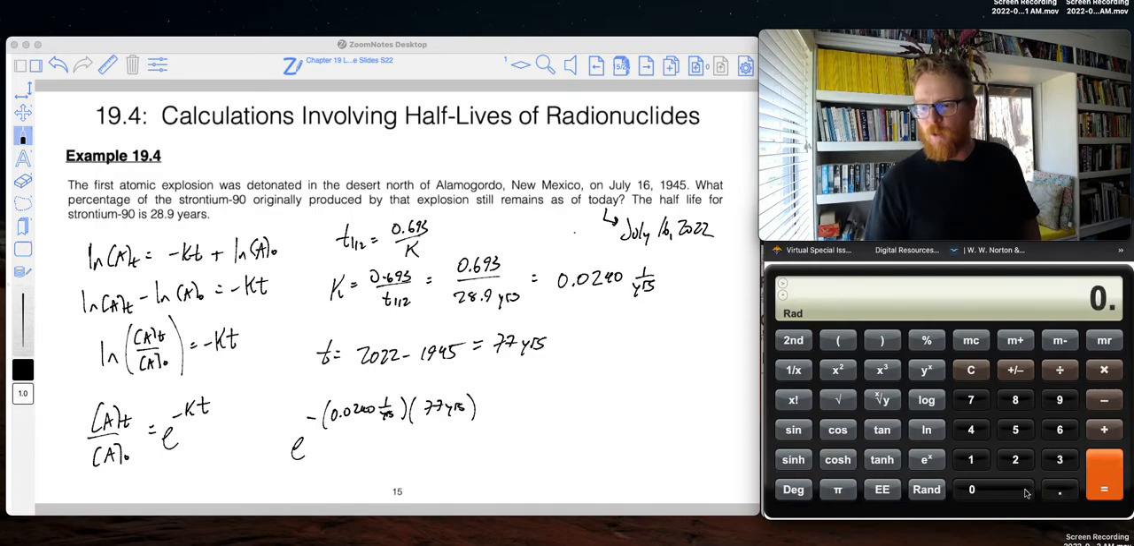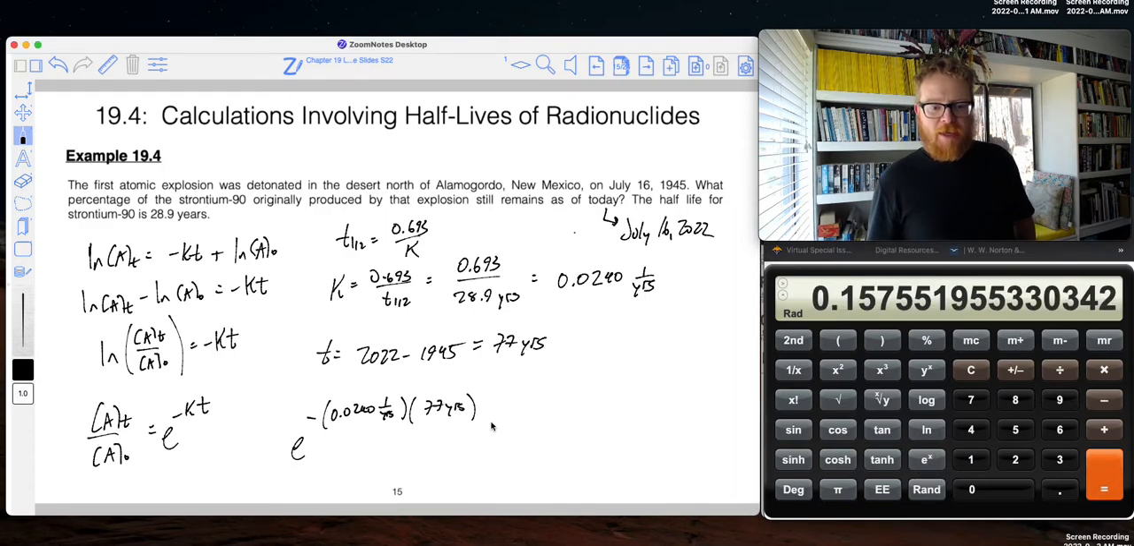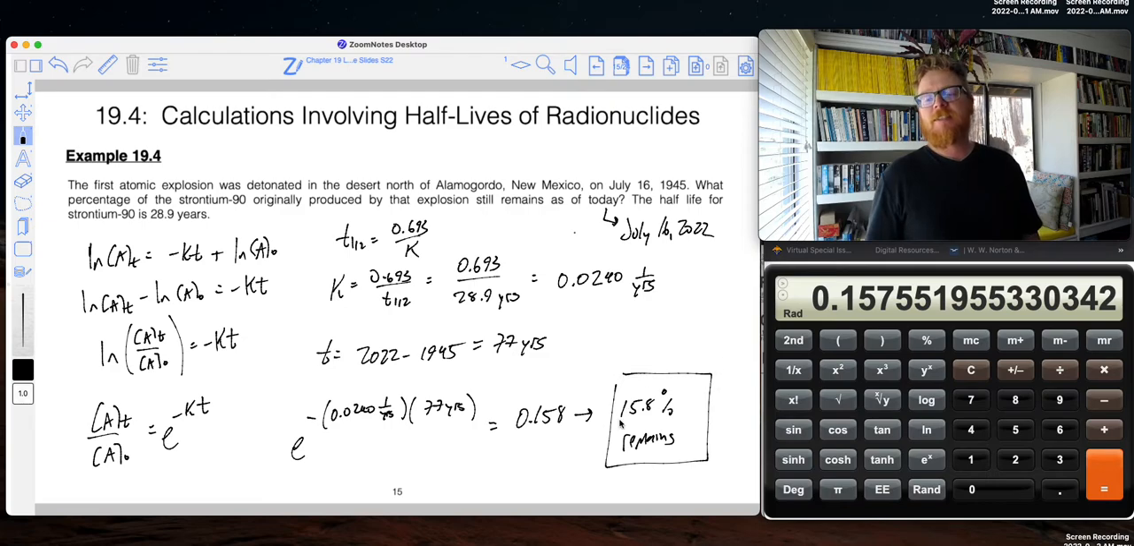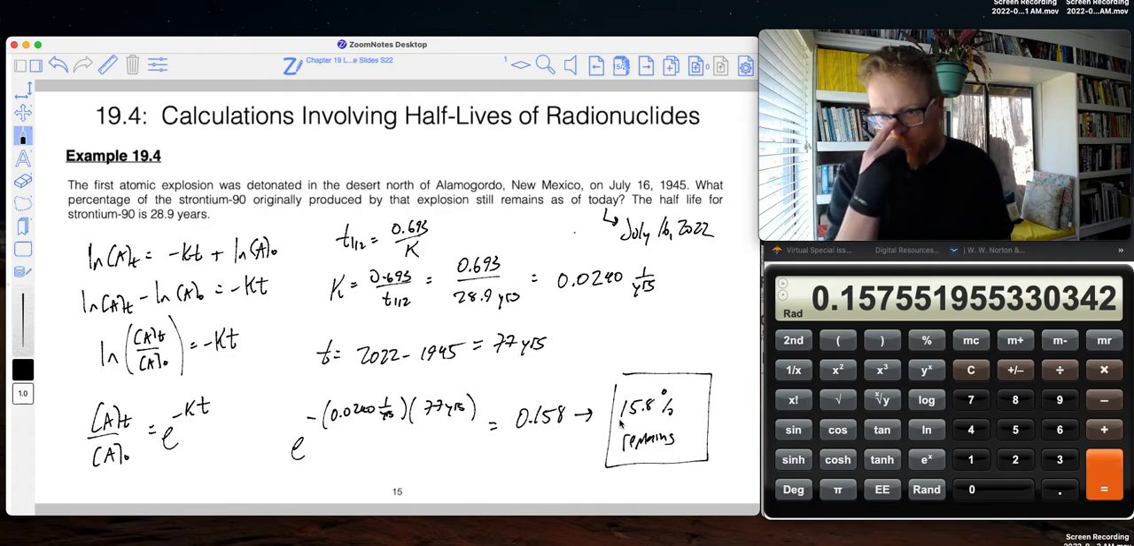So times 0.024 equals, and I'll say times negative 1, and then now I'm going to push that e button. And so I get 0.158. And now to turn that into a percentage, I just multiply it by 100. So that's 15.8% still remains 77 years later. So that's why I kind of said this is a depressing calculation.